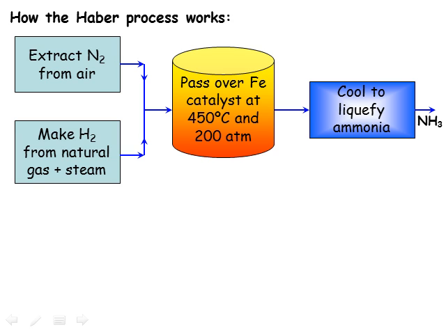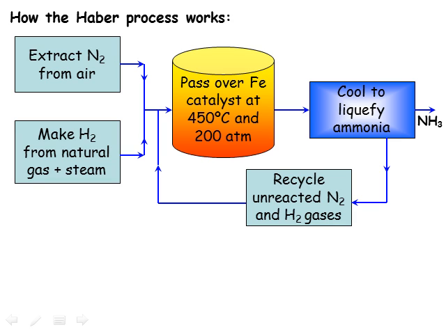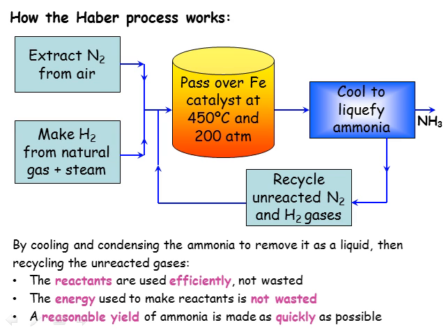The gas mixture from the reactor is then cooled down. Ammonia has a much higher boiling point than nitrogen and hydrogen, so as the mixture is cooled below ammonia's boiling point, it condenses and turns into a liquid, leaving the hydrogen and nitrogen as gases. The ammonia can be run off as a liquid and stored, and the unreacted nitrogen and hydrogen can be recycled back into the reactor to be given another chance to react.